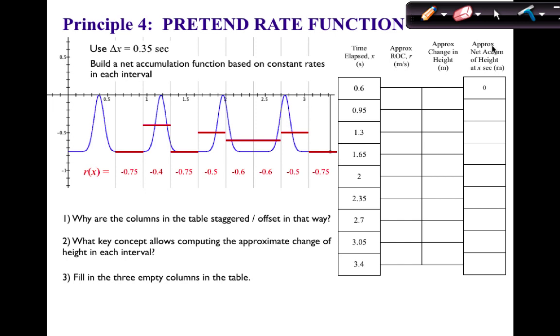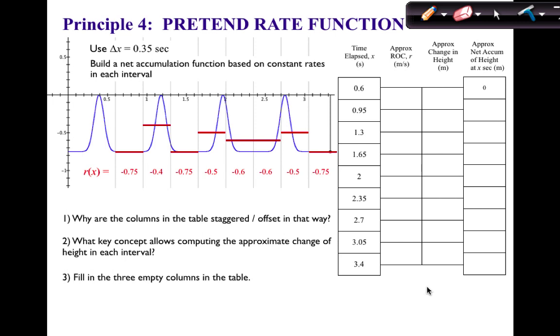But then the net accumulation of height, that corresponds to particular values of time since 0.6, right? So then we're back to, so this value right here will be what? How much the height has changed at 1.65 seconds since 0.6 seconds, right? So the staggering should make sense the way that table is built.